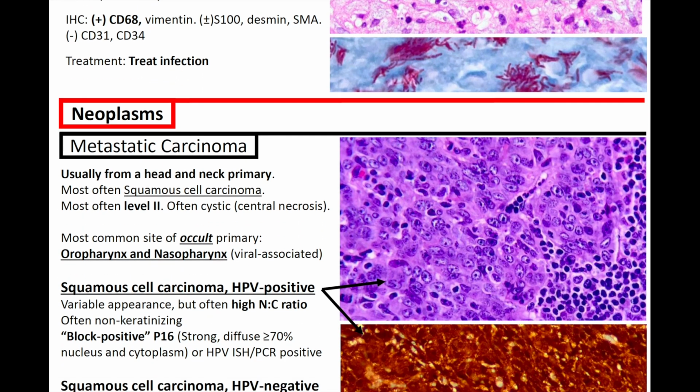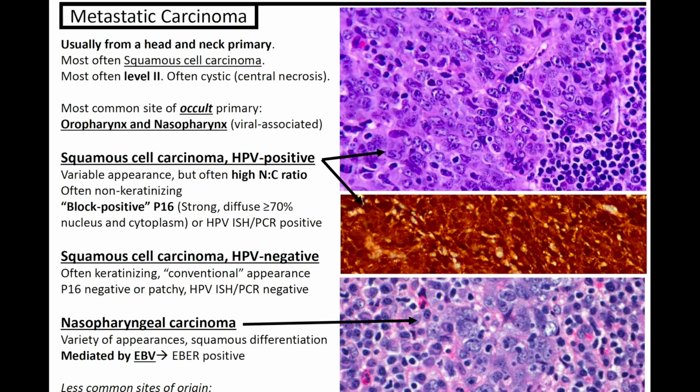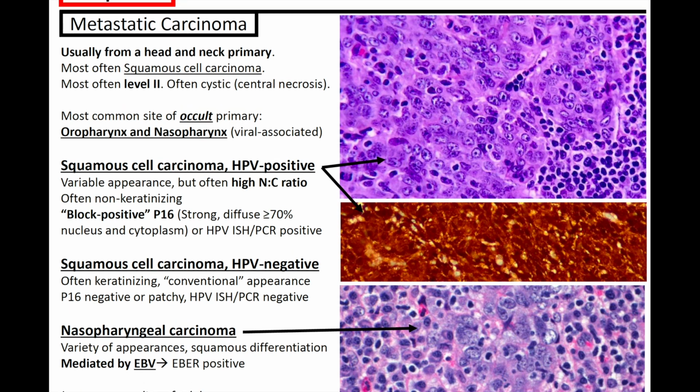All right, moving on to neoplasms of the neck. So as we talked about earlier when we were talking about the lymph nodes and the various levels, we can have metastases from various sites. So you can have metastatic carcinoma, which is usually from a head and neck primary, and most often is going to be squamous cell carcinoma, and most often at level 2 of the lymph nodes that we talked about earlier. It's often cystic with central necrosis. And the most common site of occult primary is the oropharynx or the nasopharynx, typically viral associated.